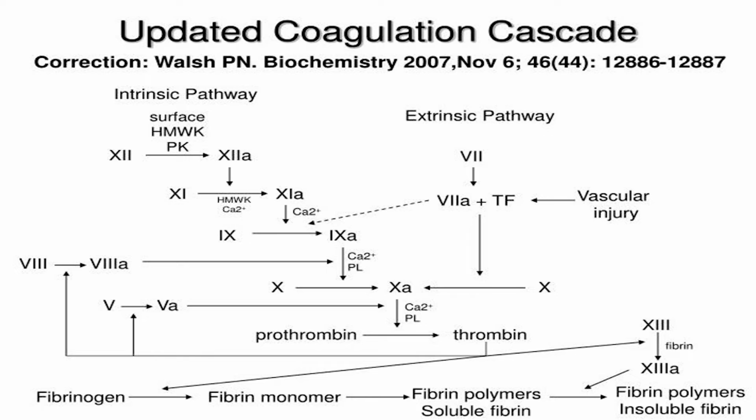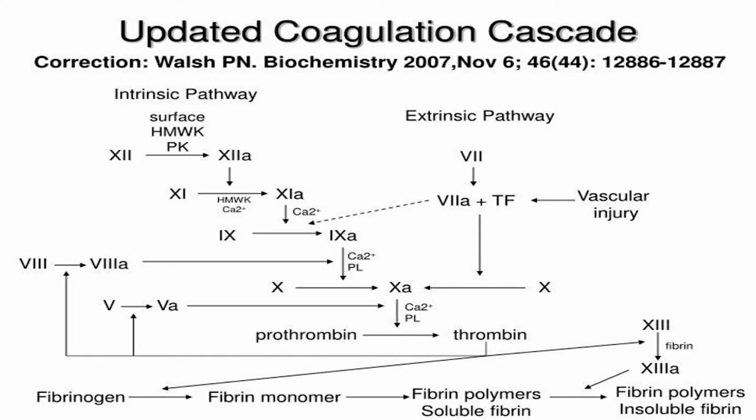When a tissue is damaged, this will activate surface factors to activate the intrinsic pathway by activation of factor 12. And factor 12 activates factor 11, and factor 11 activates factor 9, and factor 9 activates factor 10. And then factor 10 converts prothrombin to thrombin.